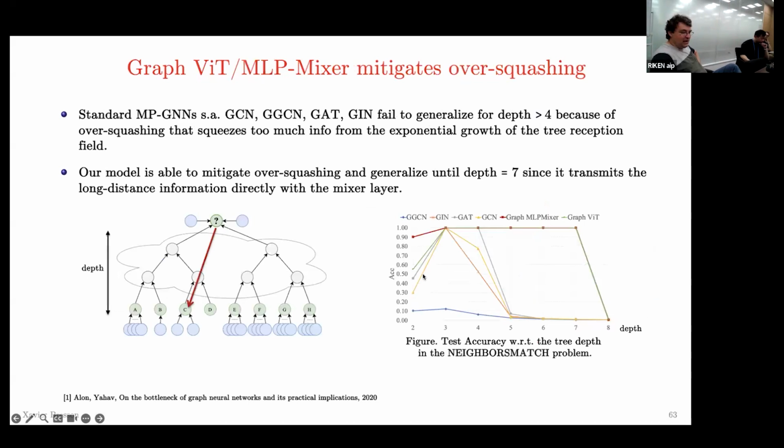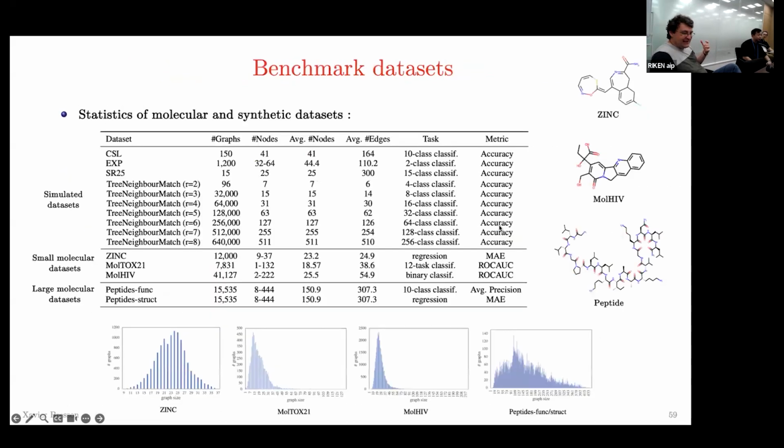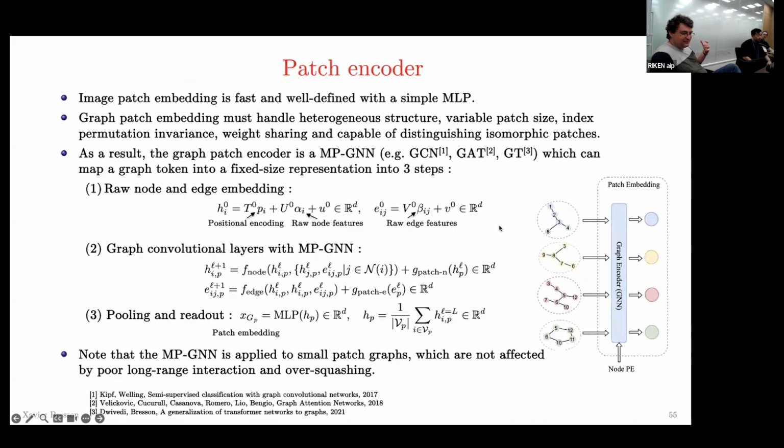It's very interesting. Here is the depth of the tree that you decide, you keep increasing it, and this is the performance. 1 is 100%. All the techniques, the GCN, the GAT, the GIN, whatever, fail very quickly. After a depth of 4 or 5 they break. For us, it's able to get to 7.